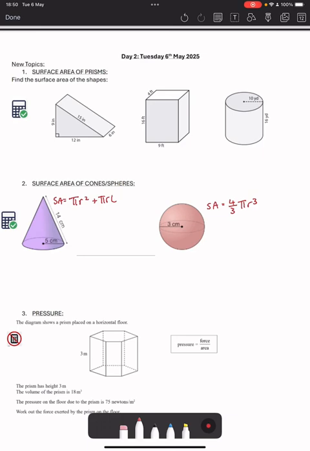So if I look at this triangular prism, I'm going to have this face here, we'll call that A, and there's going to be a face at the back, B, which will be exactly the same. So let's work out those. So A and B, well, a triangle is base times height divided by 2. So that'll be 9 times 12 over 2, which gives me 54. But there's 2 of them. So in total, I'm going to have 108 inches squared for A and B.